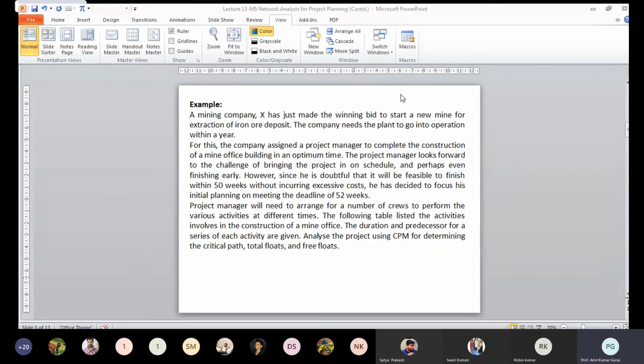You can also see the predecessors, that means how a particular activity is preceded by others. This is the relationship the project manager has studied and identified, and the duration they also have in weeks.